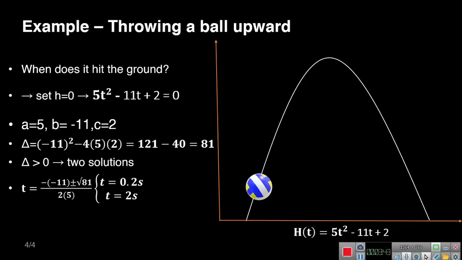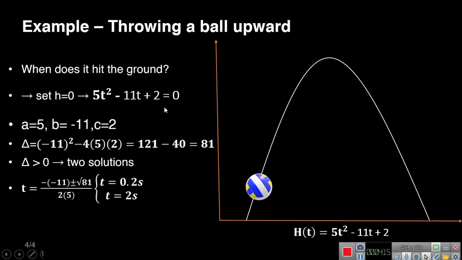Let's see a simple example from physics. Imagine a ball whose height is described by this equation. We want to know when the ball hits the ground. Since the ball is on the ground when its height is 0, we set the equation equal to 0.